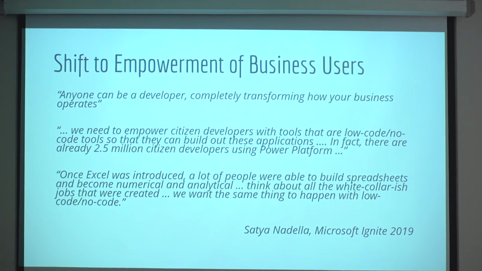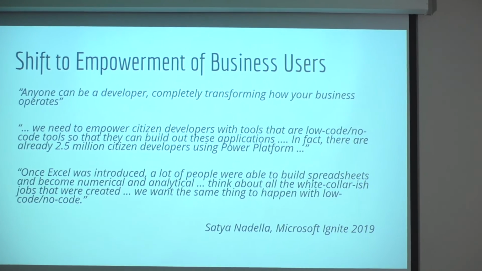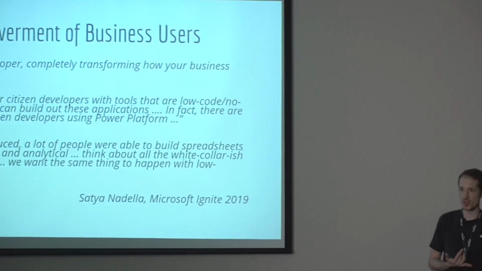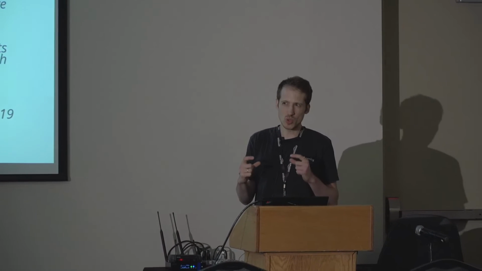And one clue that we have about why he made this shift is the number: 2.5 million citizen developers. When you think about low-code as an extendability framework, the number of users is going to be pretty small. But when you think about it as business enablement, when you target this technology to business users, the target audience becomes much larger.